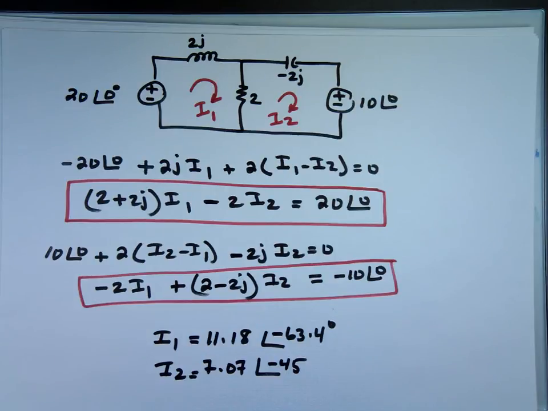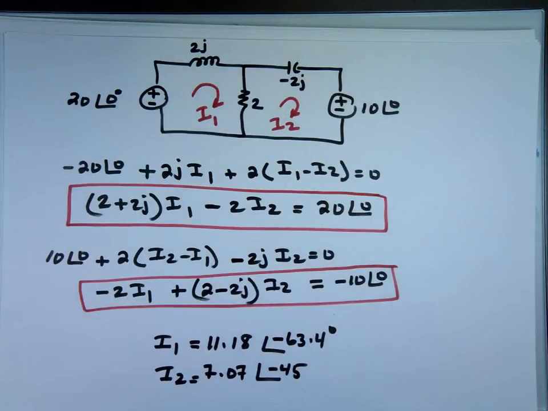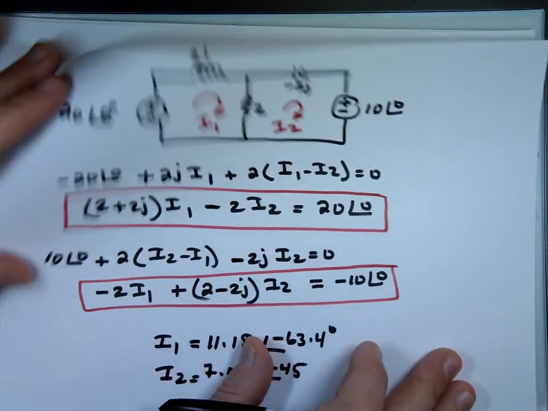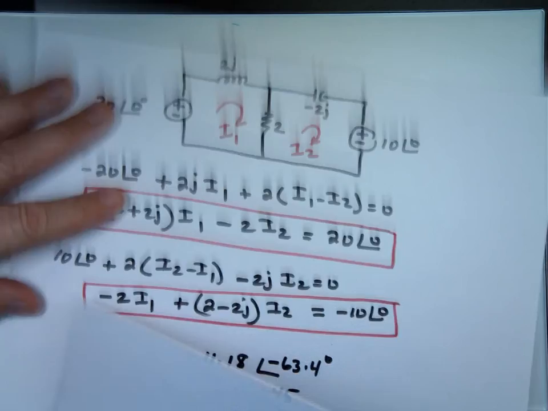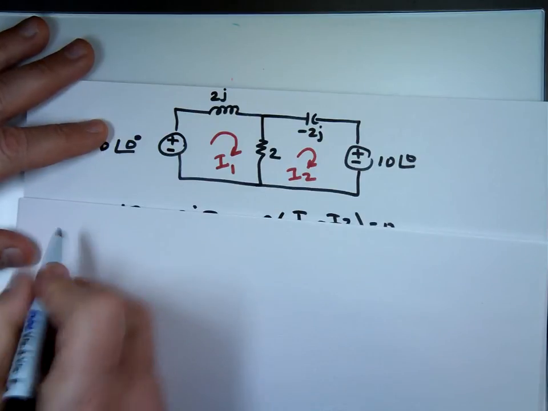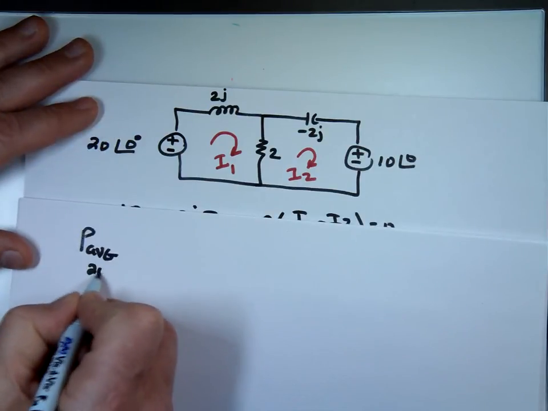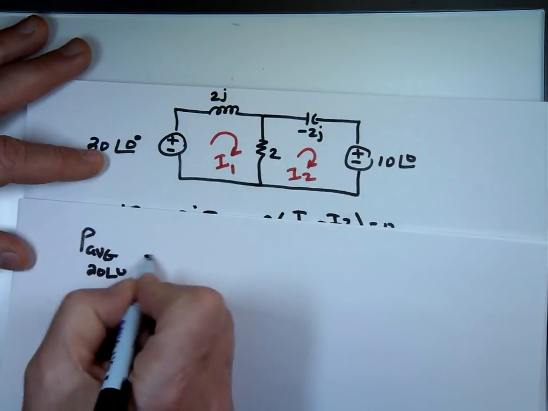Now, let's see what is the average power by each element. Let's go through one by one. Let's begin with the source and see if it's supplied or absorbed. Here we go, the average power. P average by the 20 angle 0, that's this source. You have a current entering the minus terminal, so it's being supplied. So it's a negative.